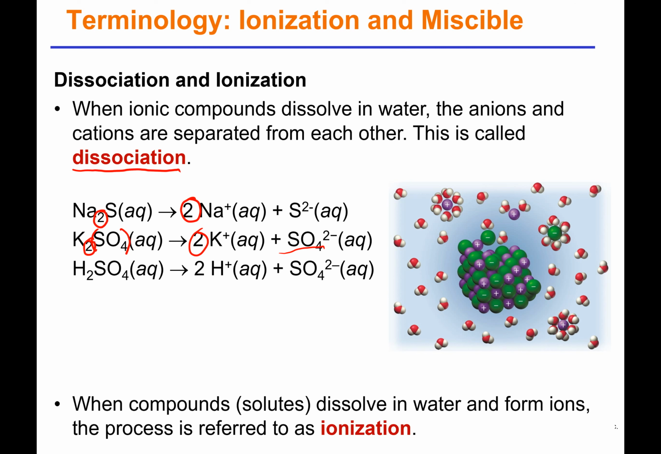Okay, the last one, sulfuric acid. This is an example of a strong acid that dissociates completely. So again, we'll break it into H+ and SO4 2-. We have two hydrogen atoms in our compound, and then again, just one sulfate.